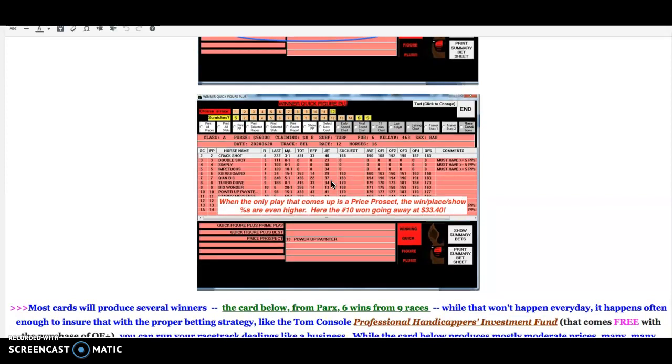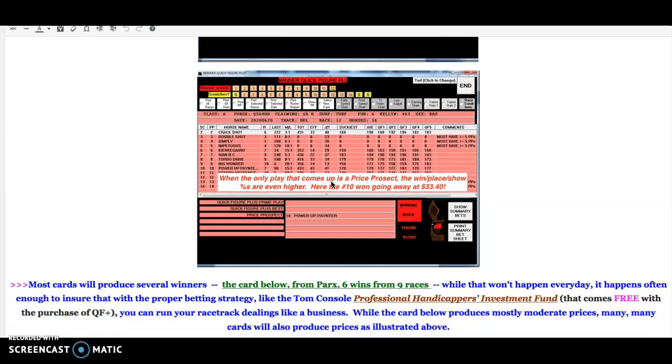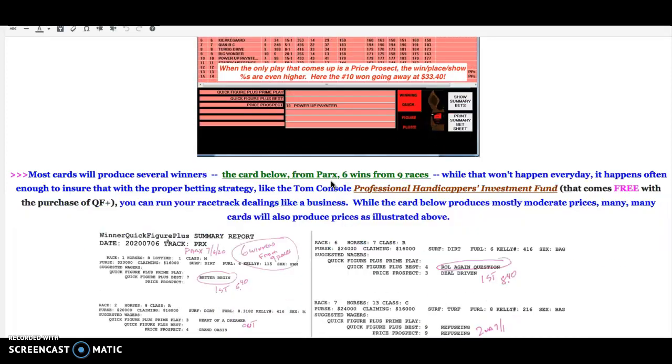And in our studies, the Quick Figure Plus also showed decent price profits, about 10 or 11%, just playing the show.